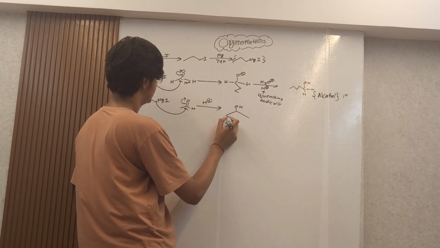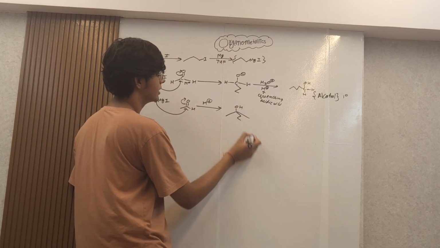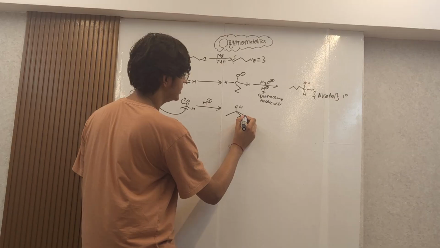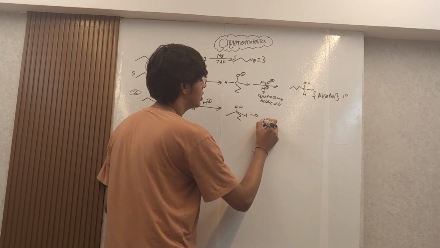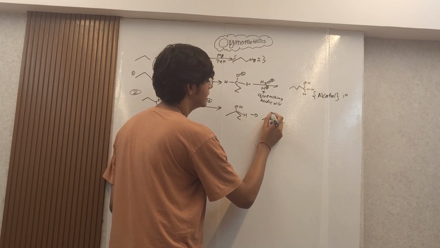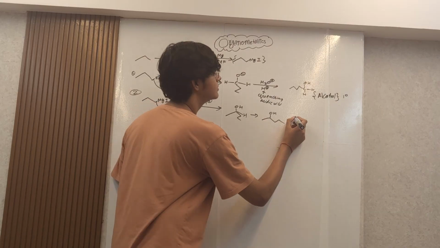OH over here, and this would be 1, 2, 3. And this will be the hydrogen. So if I write it a bit more properly, it would be 1, 1, 2, 3, and the OH. So we made another alcohol.